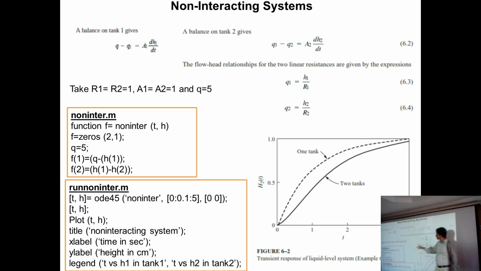If you get two differential equations, then you will get a plot like this. As I told, when you are using variables with different notations, go with the zeros concept. Define f is equal to zeros of 2 comma 1. Then write the two equations. Then close the file, open another file, write ODE, and execute.